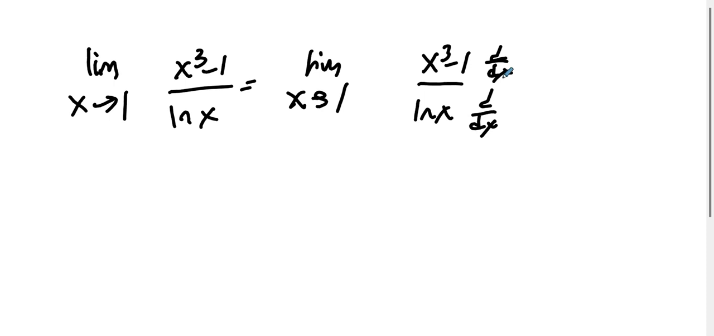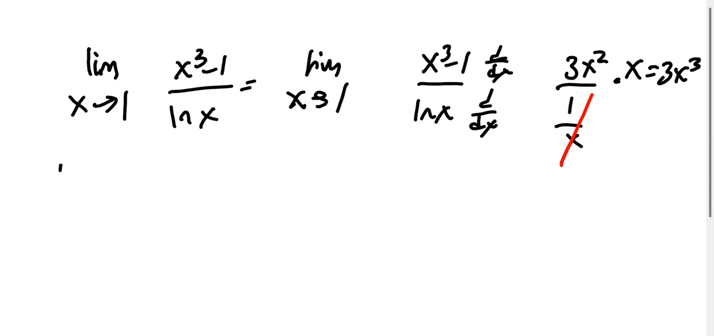Now we just use our power rule and our basic derivatives. So this is going to be 3x squared on the top, and this is going to equal, well, the derivative of natural log of x is just 1 over x. And then we know that when we divide by a fraction, we're just multiplying. So realistically, we're just multiplying by x here. And this is just going to be 3x to the 3rd.